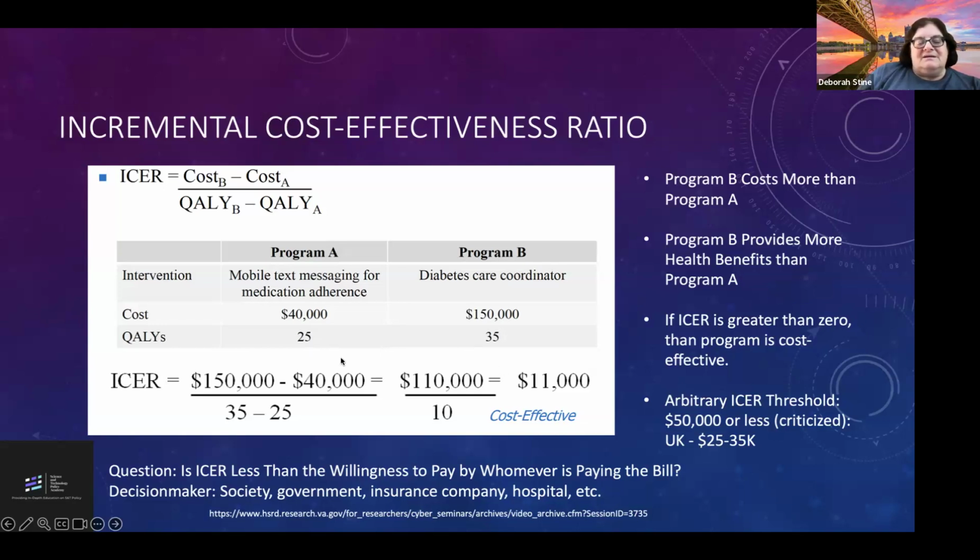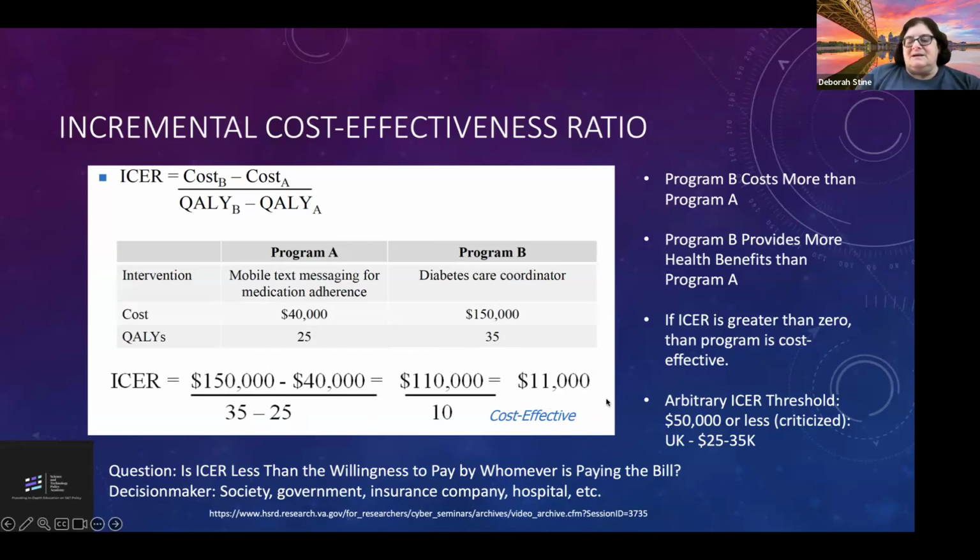It wasn't like one versus another, but there's a difference of about 10 between the 2. So what you do is you take the cost on the top, 150 minus 40, and then you put in this quality adjusted life year factor on the bottom, 35 minus 25, and that leads to $11,000. So that means it's cost effective, right? But then there's another step.